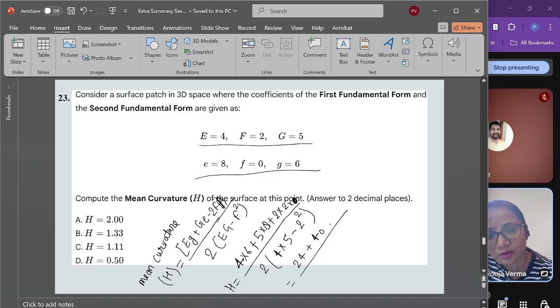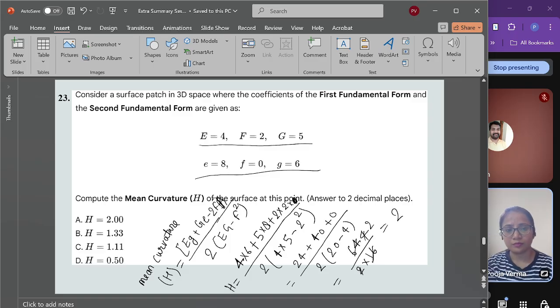So 24 plus 40 here, and if you multiply, you will get 0. Here again, 20 minus 4, so here you will get 64, and 2 multiplied by 16. So 64 divided by 32, overall you will get the mean curvature value as 2. Up to 2 decimal places, you can just put 2.00. If you see, option A is the correct answer for this question.